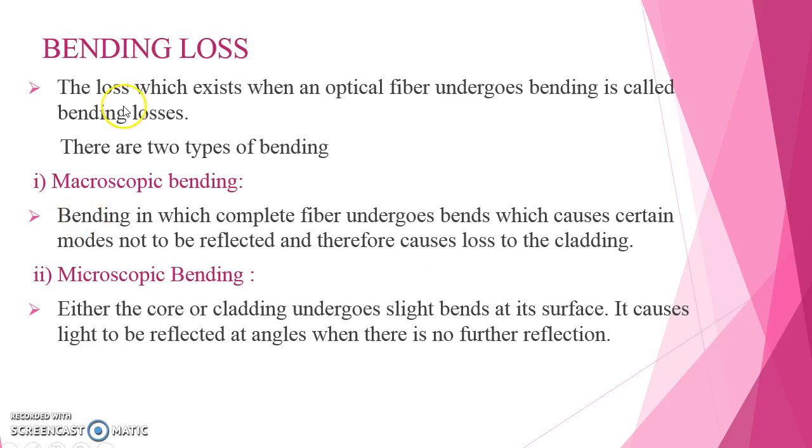And the last one is bending loss. This loss, which exists when an optical fiber undergoes bending, is called bending loss. There are two types of bending: macroscopic bending and microscopic bending. First one, macroscopic bending. Bending in which the complete fiber undergoes bends, which causes certain modes not to be reflected and therefore causes loss to the cladding. Next one, microscopic bending. Either the core or cladding undergoes slight bends at its surface. It causes light to be reflected at angles where there is no further reflection.